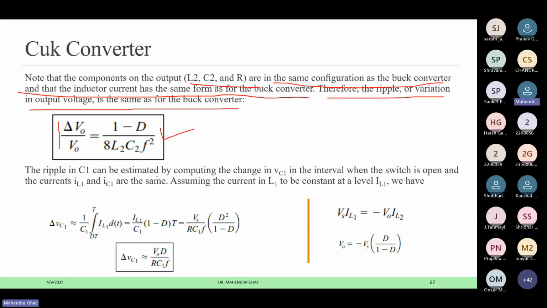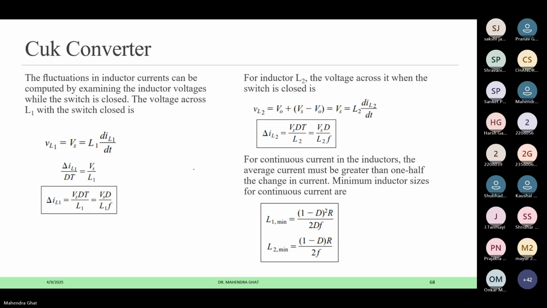Then the ripple in the C1 can be estimated by computing the change in the VC1 in the interval when the switch is open, and IL1 and IC1 are the same. Assuming the current IL1 to be constant at the level IL1, the same thing can be derived from this equation. And the fluctuation of the inductor currents is considered again the same as the voltage across L1 when the switch is closed. So you can close the switch and write the equation for Vs, and from that you can calculate delta IL1. Similarly, delta IL2 for inductor 2.